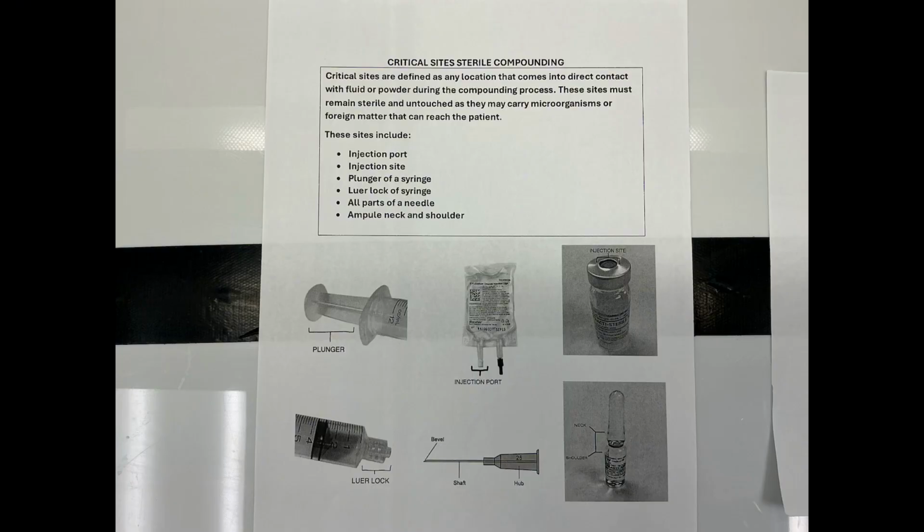reach the patient. These sites include the injection port, the injection site, the plunger of the syringe, a luer lock of a syringe, all parts of a needle except for the cap, and the ampule, neck, and shoulder.